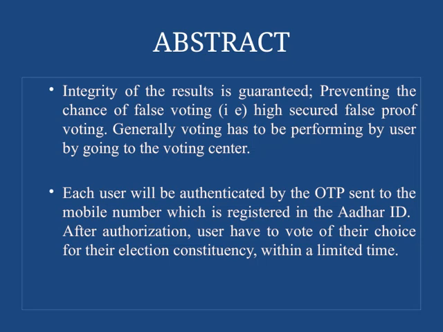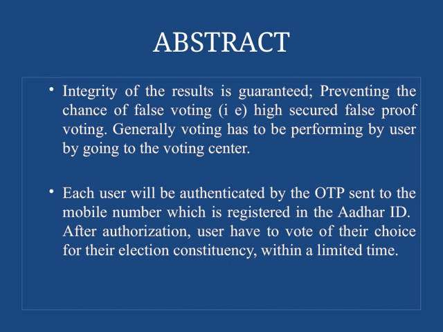Today, I want to emphasize the importance of the integrity of the voting results. Ensuring that the results are accurate and trustworthy is our top priority. To achieve this, we focus on preventing false voting, which means making it extremely difficult for anyone to cast a fraudulent vote. This is what we refer to as high-secured false-proof voting.